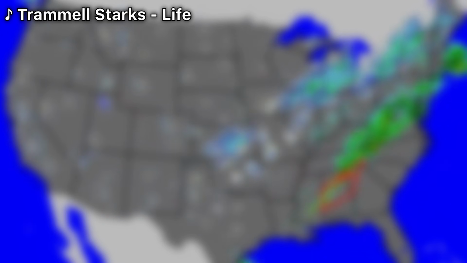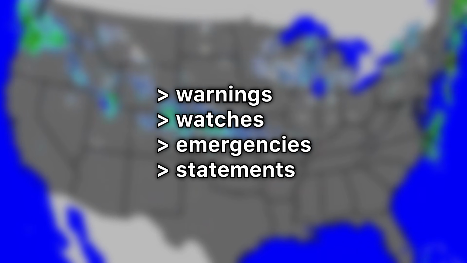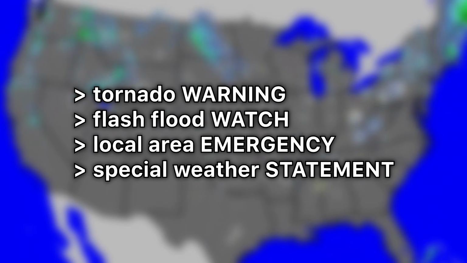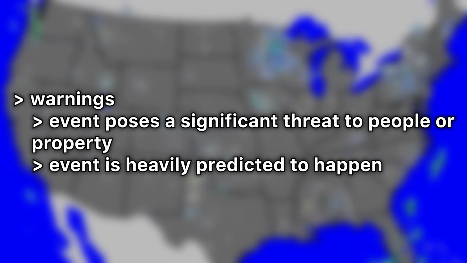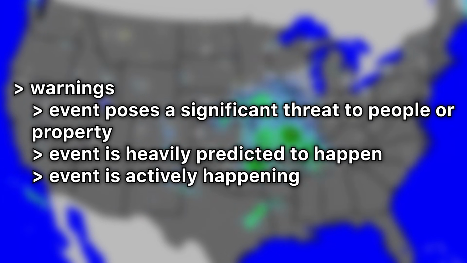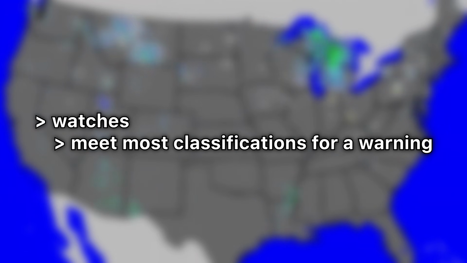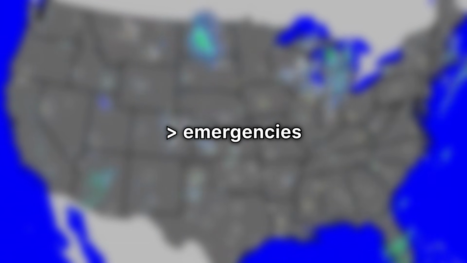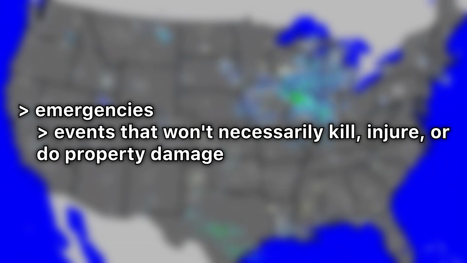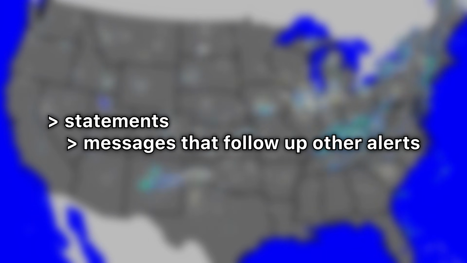Event codes are separated into 4 distinct categories: warnings, watches, emergencies, and statements. These are pretty self-explanatory and should normally be at the end of alert names anyway, but I'll explain what they mean regardless. Warnings are for when an event happens that poses a significant threat to either people or property, is heavily predicted to happen, or is actively happening, or when the time of an event is short enough that action is required immediately. Watches meet most of the classification of a warning, but the probability, time, or location of the event is uncertain. Emergencies are events that, by themselves, won't kill, injure, or do property damage, but may cause other hazards to form. And statements are messages that follow up information to warnings, watches, or emergencies.